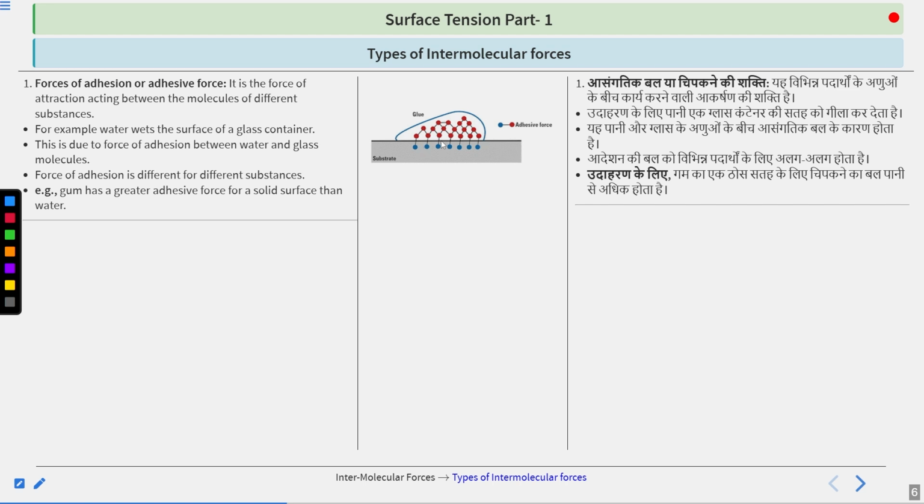So here you can see, if you put gum over a solid surface, you will find that the glue will stick there. Similarly, if you try to push water on the solid surface, what will happen? The water will slip down. Why? Because the force of adhesion, or the adhesive force, between the glue and that particular solid substance is higher in comparison with the water and that particular solid substance.